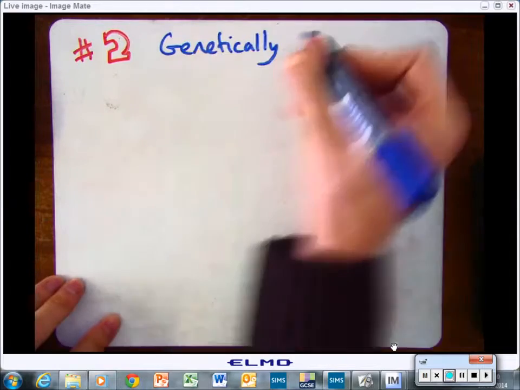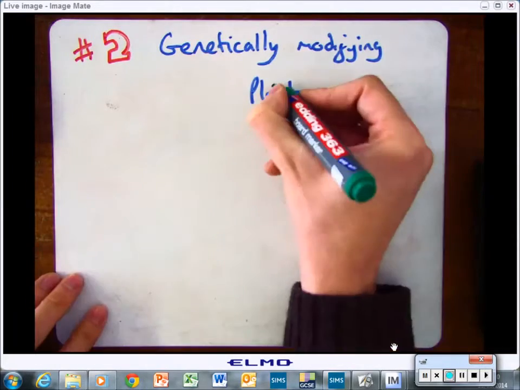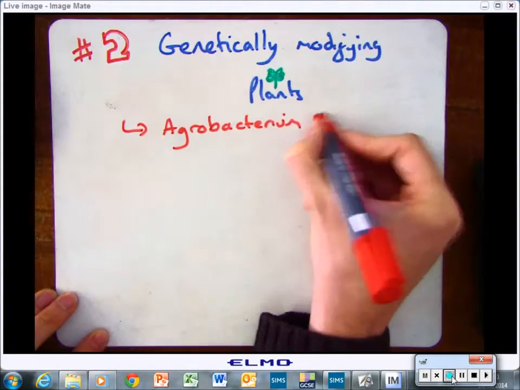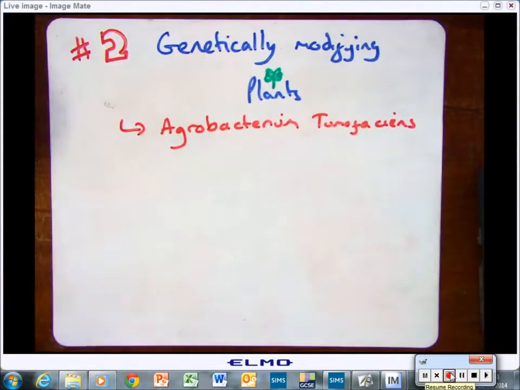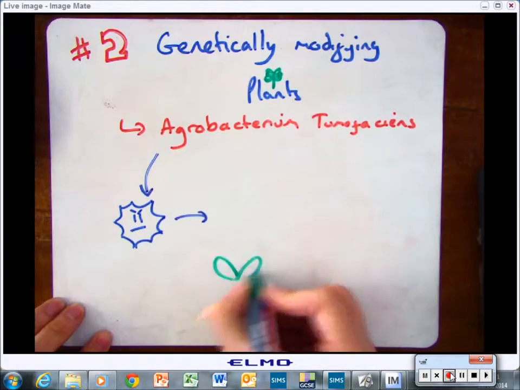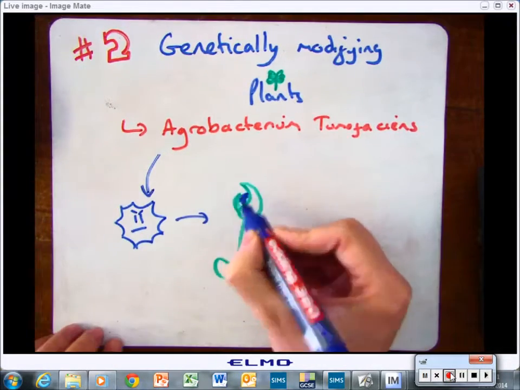This second part of the video then is going to have a look at Agrobacterium tumefaciens, and I did have to look up how to pronounce that, and how it's used to genetically modify plants. Now this bacteria, which I'm not going to pronounce again, is a pathogen that invades plant cells and inserts its genes into the plant's DNA.